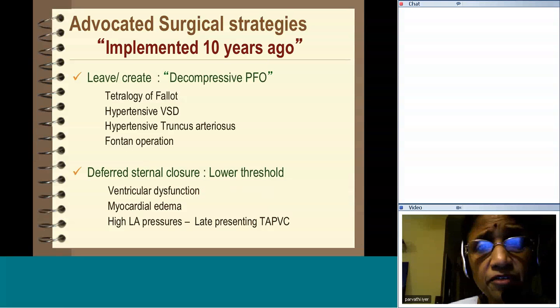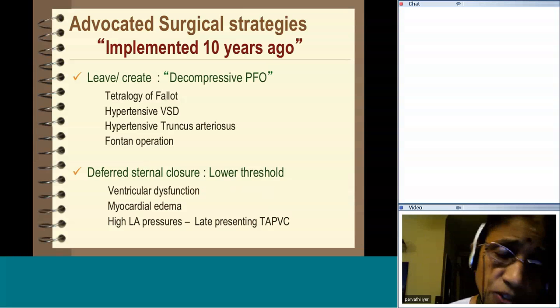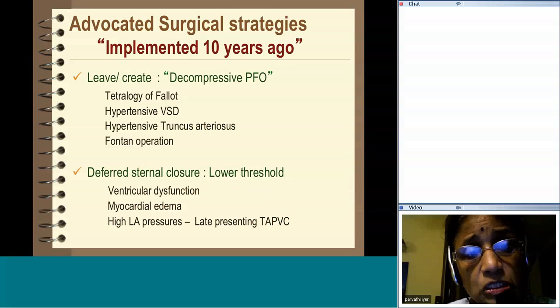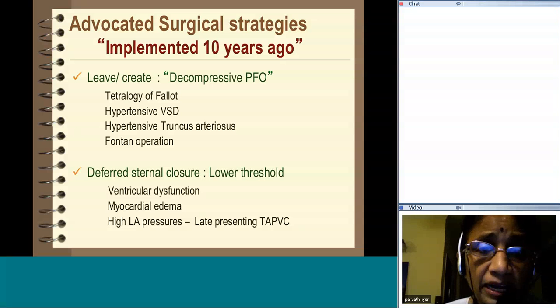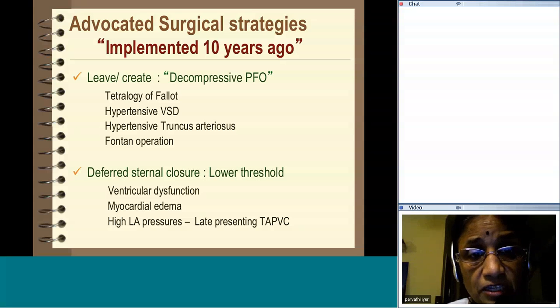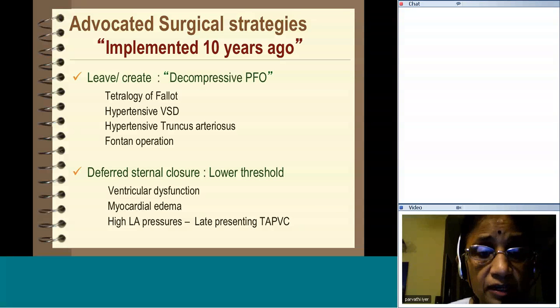Then there are a number of other surgical strategies which we implemented several years ago, and I think most of you are aware of these. And this is to leave or create a decompressive patent foramen ovale in certain select instances: in very young infants with tetralogy of Fallot with a very intensely hypertrophied right ventricle, and this is to decompress the right ventricle to minimize right heart failure and secondary low output states; a hugely hypertensive ventricular septal defect, hypertensive truncus arteriosus, and in some cases of the Fontan operation.